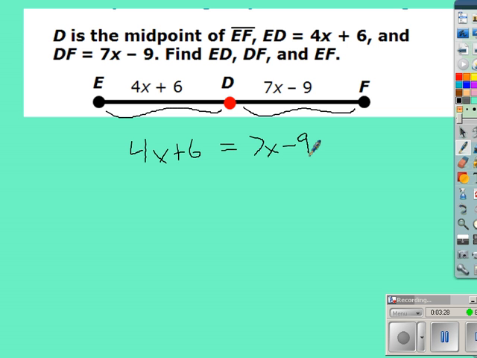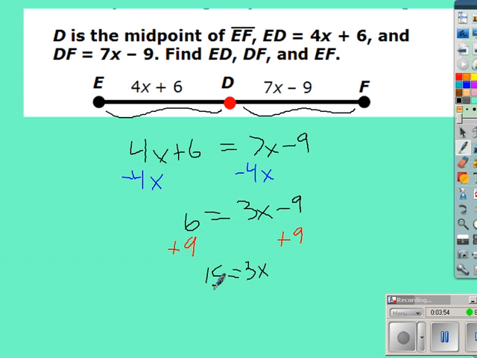So we get all my x's onto one side. I'm going to subtract 4x from both sides. We get that 6 equals 3x minus 9. Get all my non-x's on one side. Add 9 to both sides to get that 3x equals 15. And then to get x all by itself, I'm going to divide both sides by 3, doing the inverse operation, the opposite of multiplication is division. And that leaves me with x equals 5.